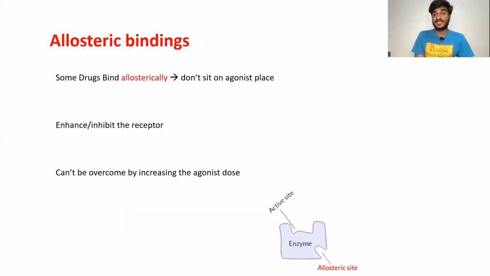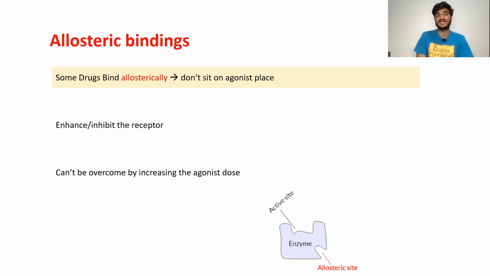We have different types of binding in drugs, like how the drug binds to the receptors or to the enzymes. In this slide, you see that there is a type of binding, allosteric binding. What happens in allosteric binding is that the drug or the agonist is not sitting on the agonist site. It is actually binding to the effector or the enzyme molecules other than the active site.